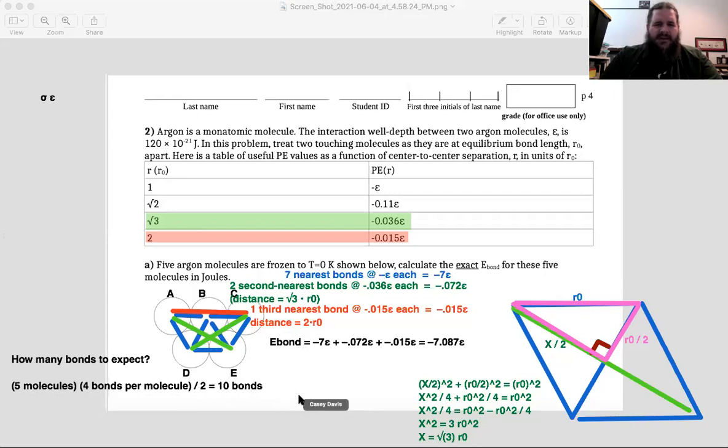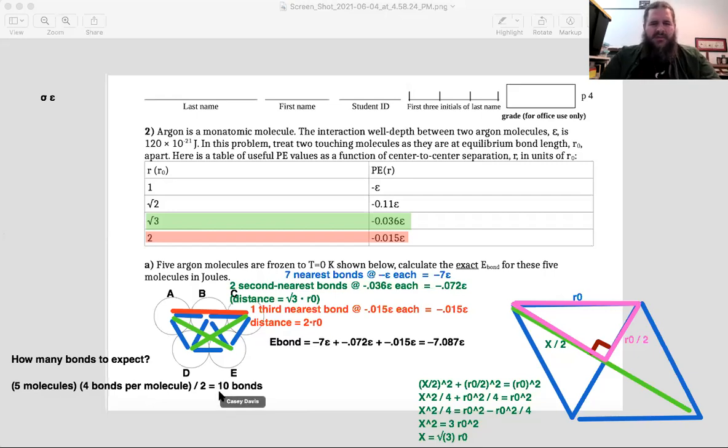And this is the same idea with the handshake problem. If person A shakes hands with person B and person B shakes hands with person A, that's really just one handshake. That doesn't really count as different handshakes. So 5 people can shake hands 10 different ways. 5 molecules have 10 bonds between them. And which ones of those are nearest neighbors or second nearest neighbors or third nearest neighbors depends on the layout. But no matter what the shape is, if you have 5 molecules, there's a total of 10 bonds. And if you look at the ones we've got, 7 plus 2 more plus 1 more, that's 10 bonds. So we know we have truly all of them.